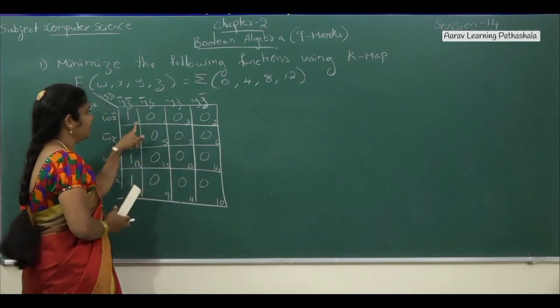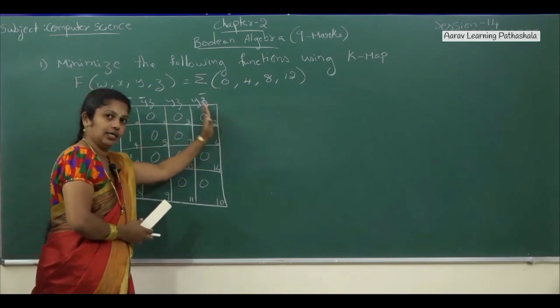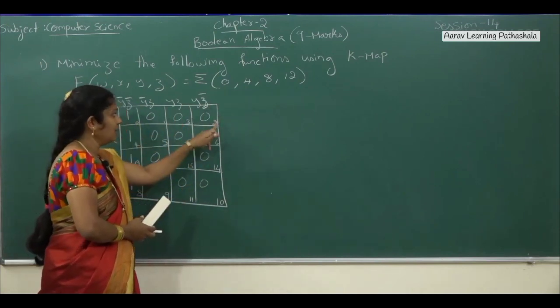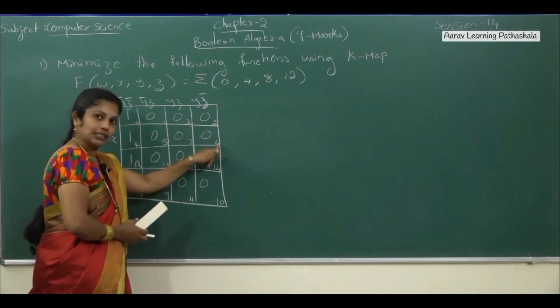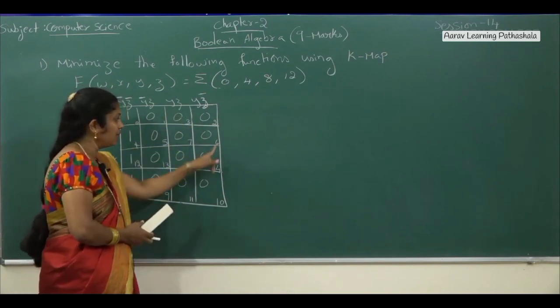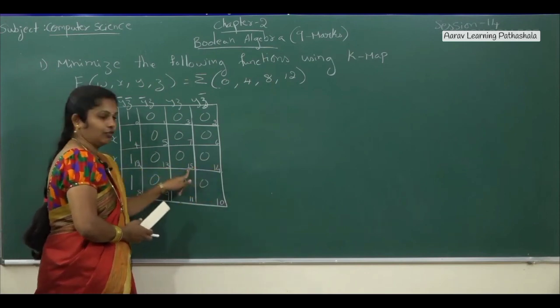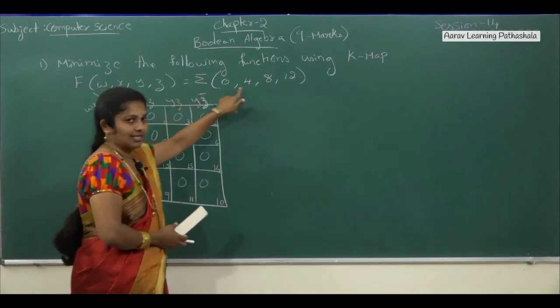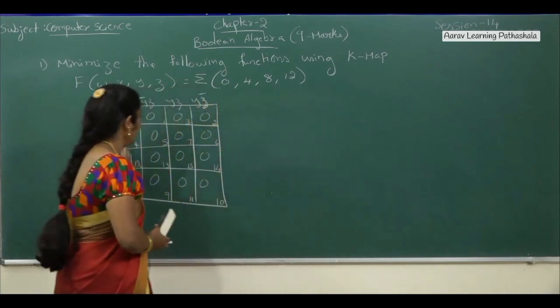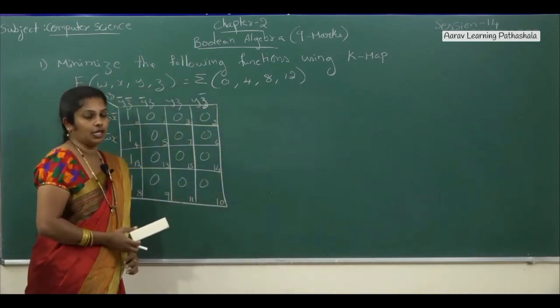See, first identify 0, 1, third column, take a single jump, 2, 3, 4, 5. Third column, once again take a single jump, 6, 7, 8, 9, 10, 11, 12, 13, 14, 15. Wherever they give the cell min term value, there write down 1. For the remaining cells, write down 0.